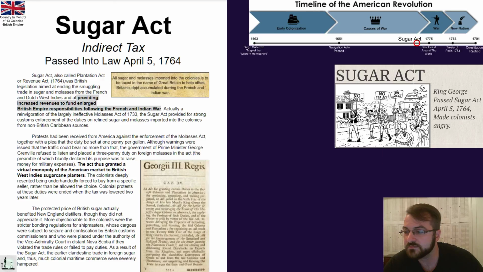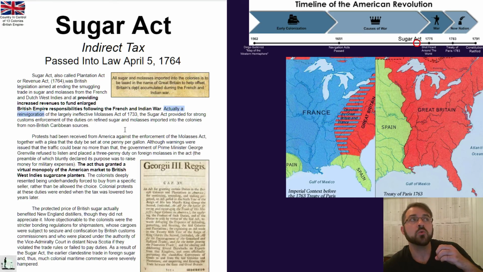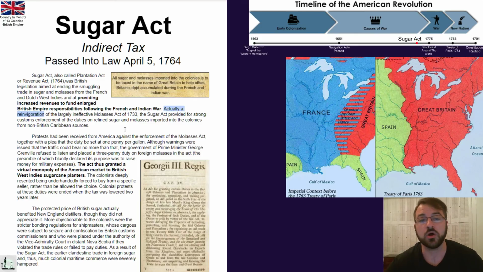So it's all going back to the Seven Years' War. It's all going back to the French and Indian War. We've got to pay for it, and we have to continue paying for it. So the Sugar Act was actually a reinvigoration, a rebirth, a continuation of an old law.